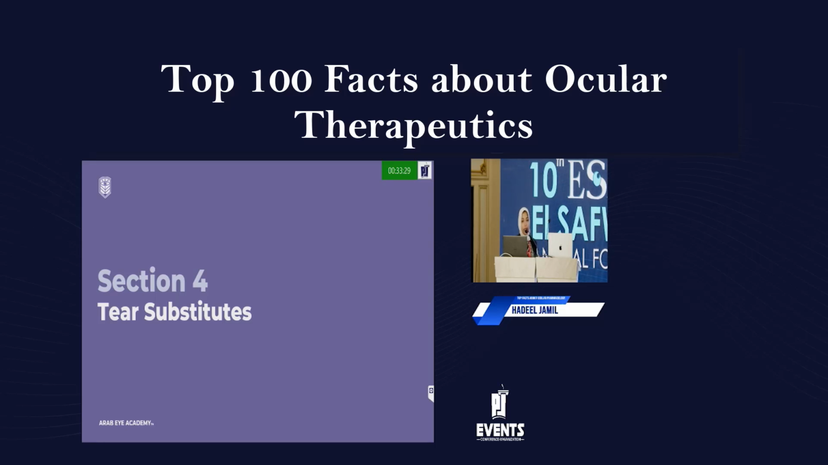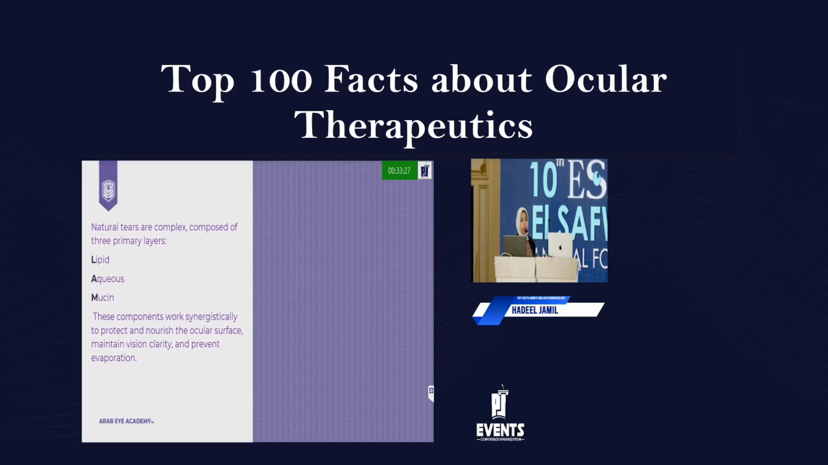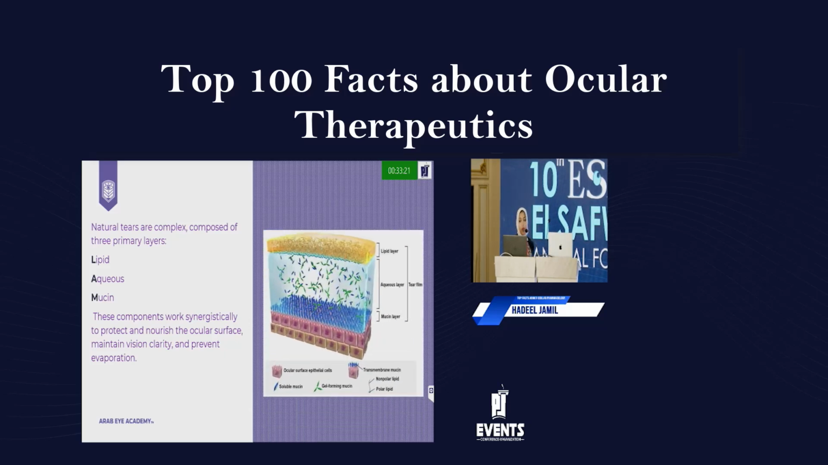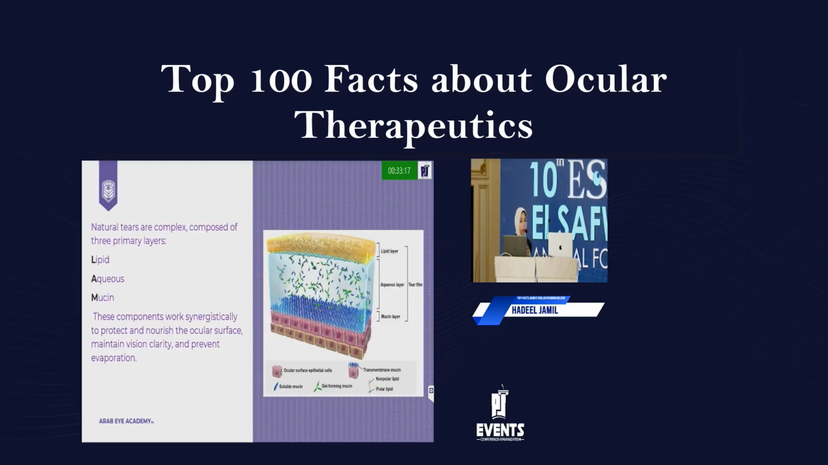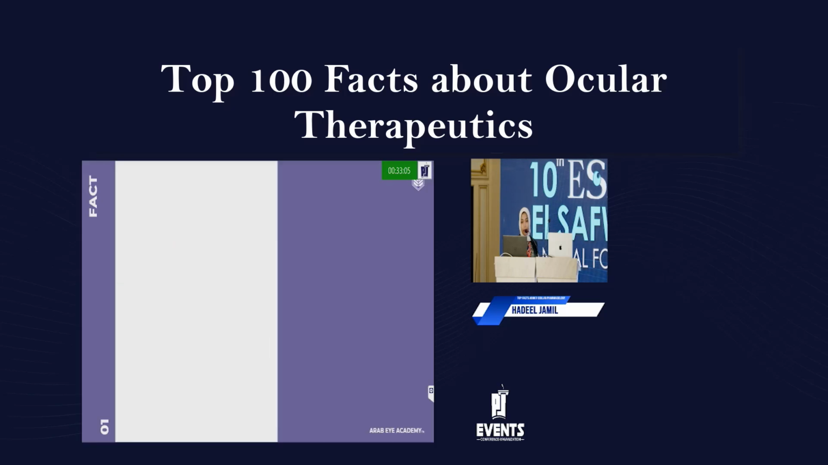I will talk about tear substitutes. First, our natural tears complex is composed of three primary layers. The outermost layer is formed of a lipid. This lipid layer forms the superficial part, followed by the aqueous, then the mucin. These components work synergistically to protect and nourish the ocular surface, maintaining vision clarity and preventing evaporation.